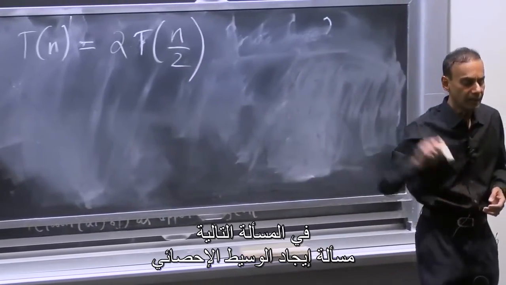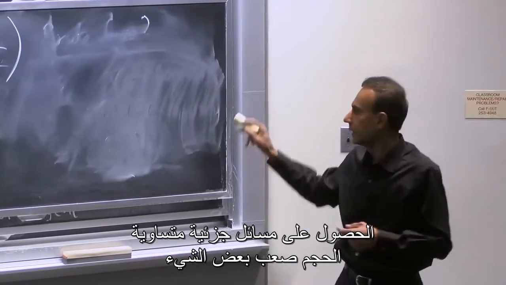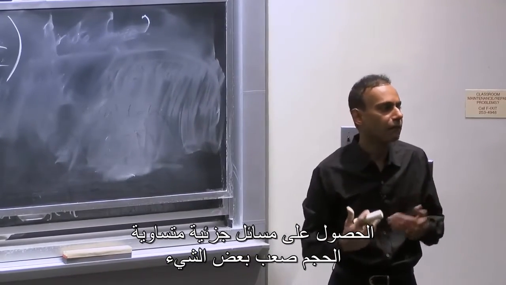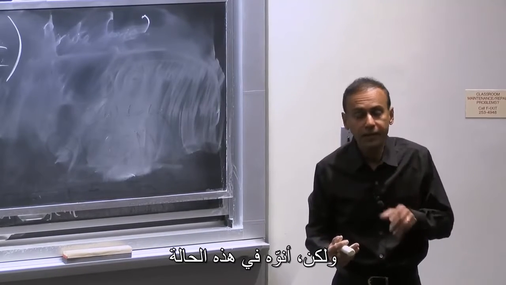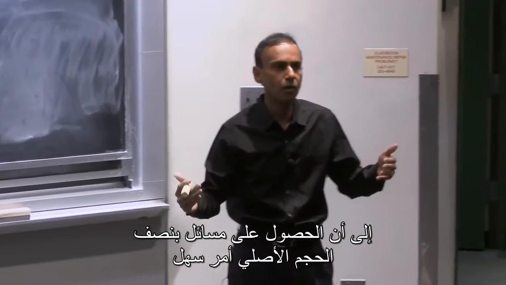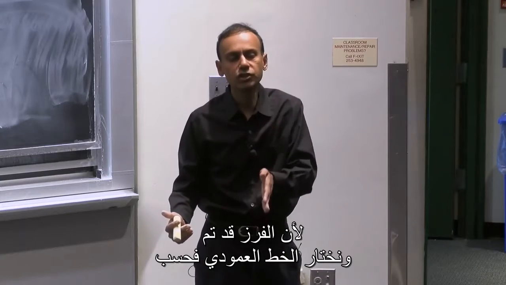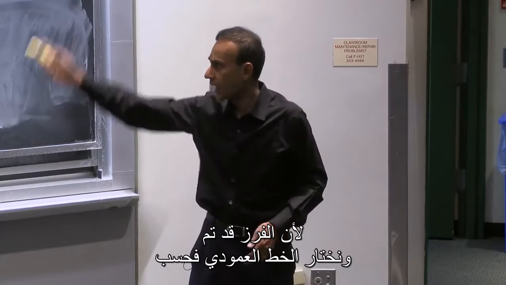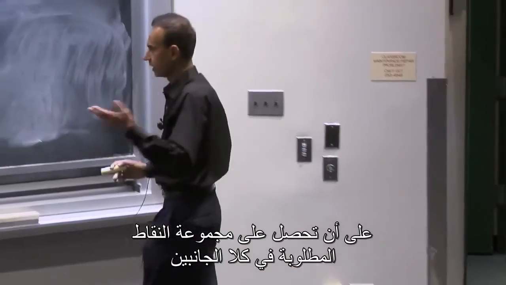Okay. In the next problem that we'll look at, the median finding problem, we'll find that trying to get the subproblems to be of roughly equal size is actually a little difficult. But I want to point out that in this particular case, it's easy to get subproblems that are half the size because you've done the sorting, and then you just choose the vertical line such that you've got a bunch of points on either side.